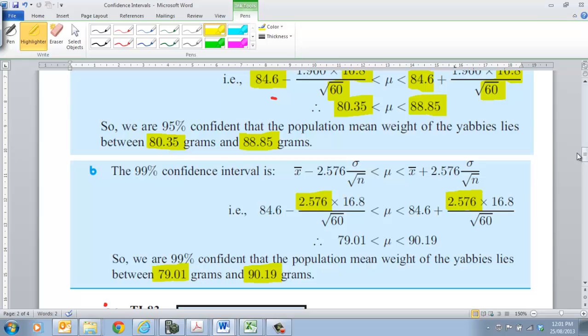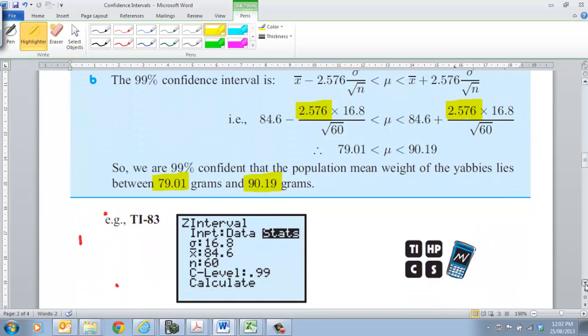So if you're less confident, if you just want to say 95%, we'd expect that to be obviously a smaller range. Even if I went to 90%, I would expect that range to be, say, 81 or 82 back to 87. So I'm going to get a smaller range of values there.